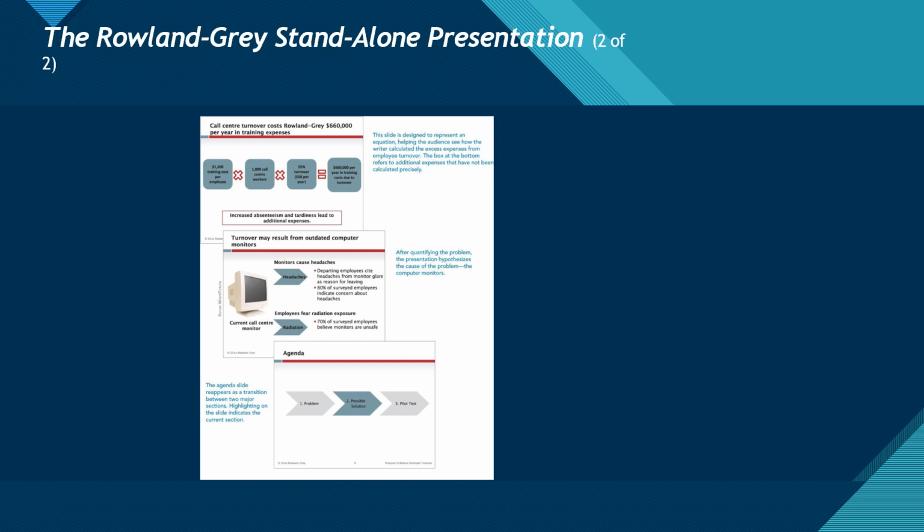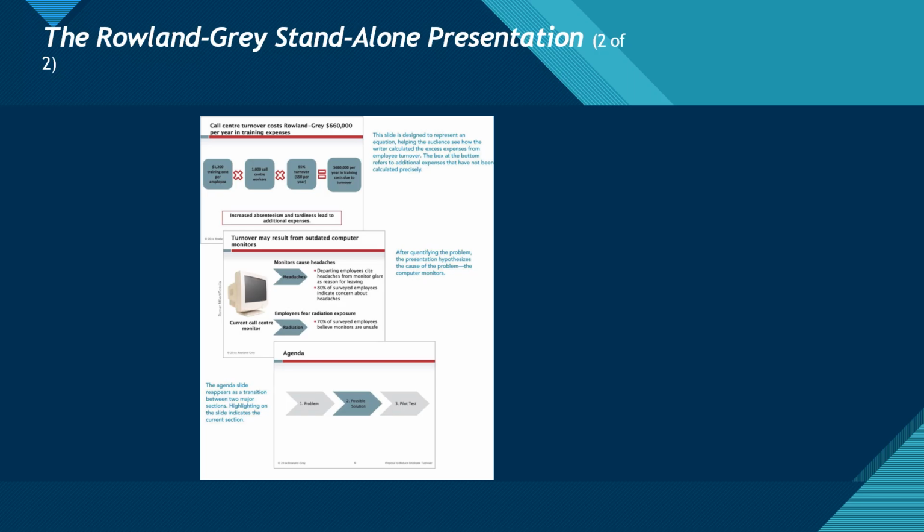Here we see another image containing 3 more slides from the Roland Gray standalone presentation. Let us take closer looks at the 3 slides. Number 1. First slide, this slide is designed to represent an equation, helping the audience see how the writer calculated the excess expenses from employee turnover. The box at the bottom refers to additional expenses that have not been calculated precisely. Number 2. Second slide with heading turnover might result from outdated computer monitors. After quantifying the problem, the presentation hypothesizes the cause of the problem, the computer monitors.